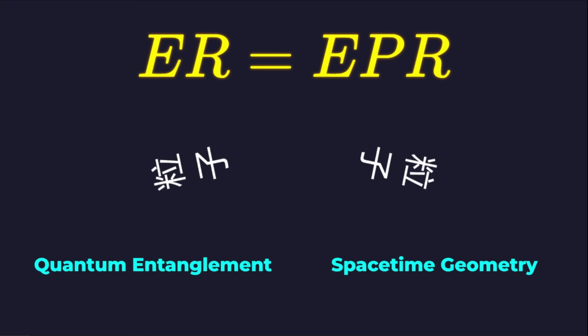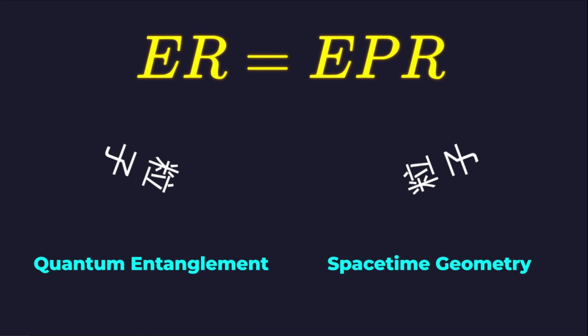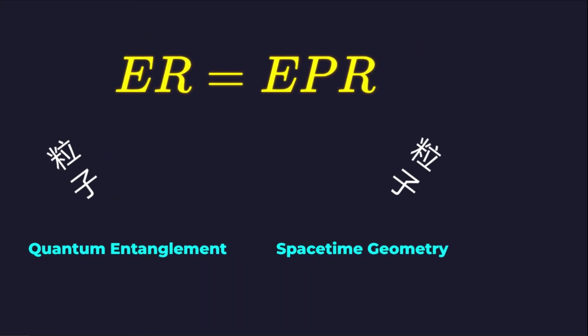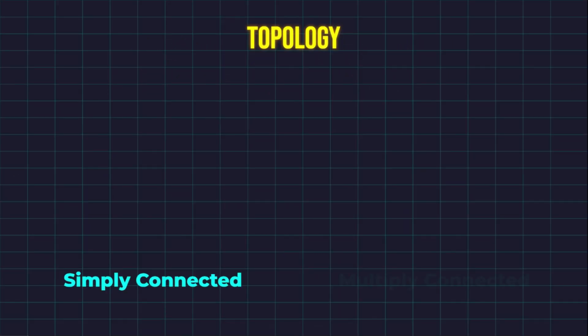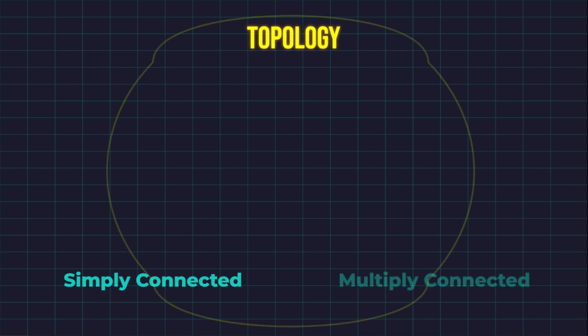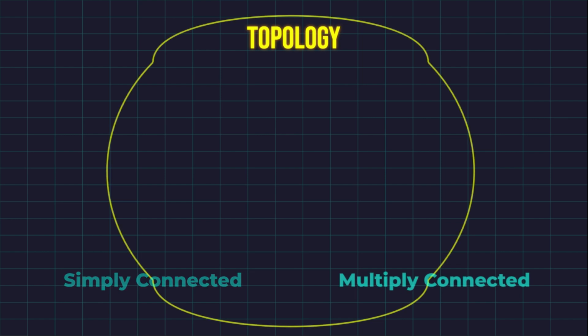This framework attempts to bridge general relativity and quantum mechanics by suggesting that the connectivity of spacetime is equivalent to the quantum connectivity of matter. From a topological perspective, wormholes introduce non-trivial connectivity into spacetime, changing its global structure from simply connected to multiply connected. This change fundamentally alters how paths and loops behave within the universe.